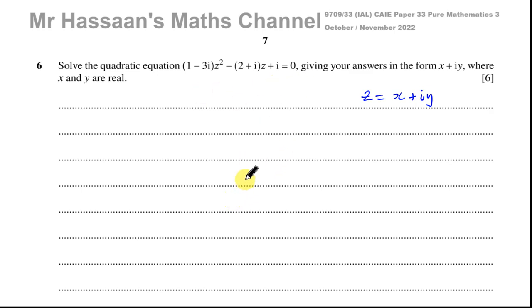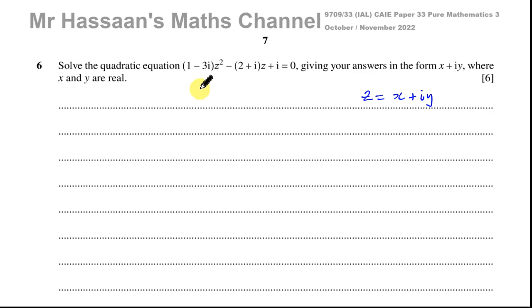So if we look at this, we have something times z squared, and this something is a constant. It's a number. It's 1 minus 3i. i is a constant. It's just an imaginary number. That's all. Its value is the root of -1. And this is another constant times z, and then you have a constant equals 0.